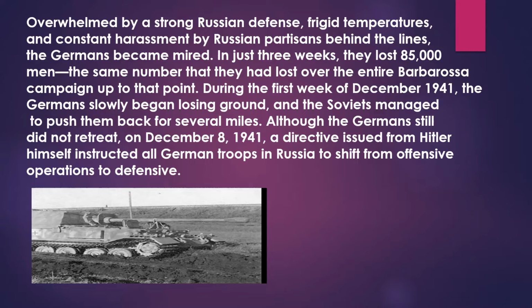During the first week of December 1941, the Germans slowly began losing ground. The Soviets managed to push them back for several miles. Although the Germans still did not retreat, on December 8, 1941, a directive issued from Hitler himself instructed all German troops in Russia to shift from offensive operations to defensive. Basically, that was an acknowledgement of defeat.